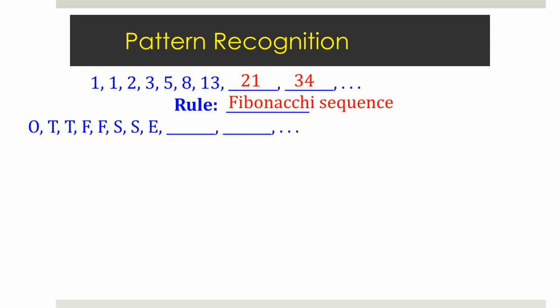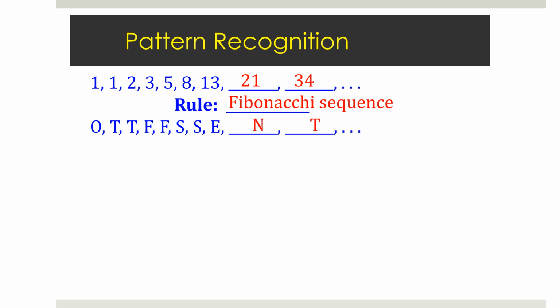All right, let's try another one. What are the next 2 letters in this sequence? Duh. N then T. N, then T. Why? Because, like the O represents 1, the first letter, then 2, 3, 4, 5. Beautiful. First letters of the numbers in numerical order.